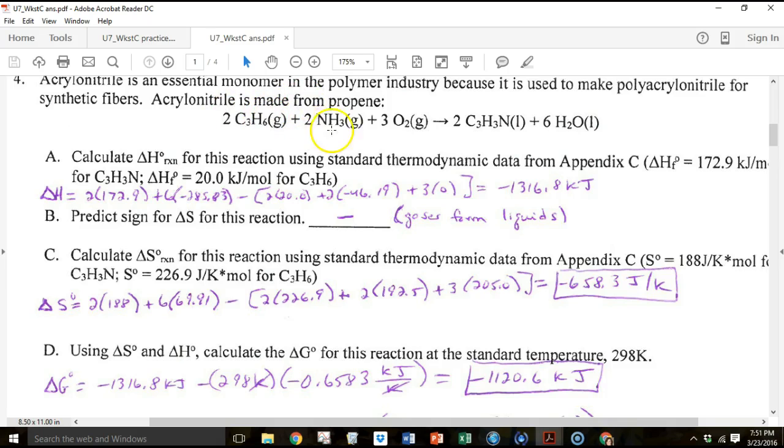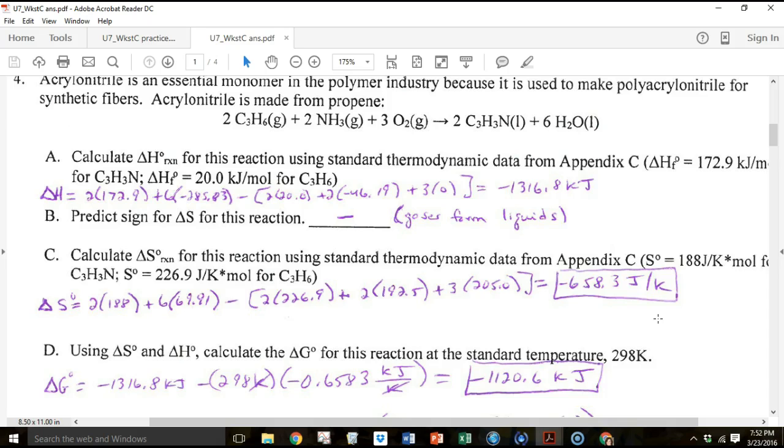have 2 moles of gas plus 2 moles of gas plus 3 moles of gas, and then we're forming 2 liquids, we're going to predict a very negative delta S because we're going from all gases to all liquids. That's got to be a decrease in disorder. So when we actually execute the calculation, there are all the numbers there from the appendix, and you end up with a negative 658.3. Notice that the units for entropy are joules per Kelvin.